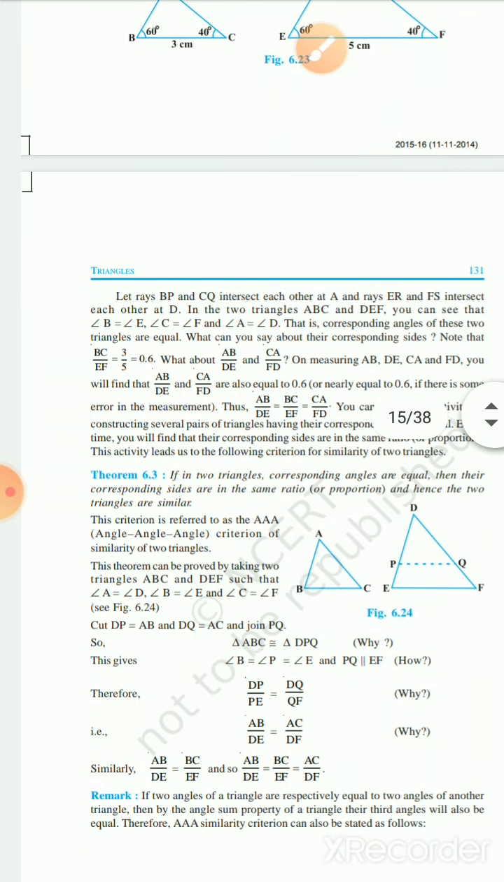The first theorem is, if in two triangles the corresponding angles are equal, then their corresponding sides are in the same ratio. If you are given that the corresponding angles are equal, then the corresponding sides are in the same ratio and the two triangles will be similar. Let's come to the proof. What is provided to you? That the angles are equal.